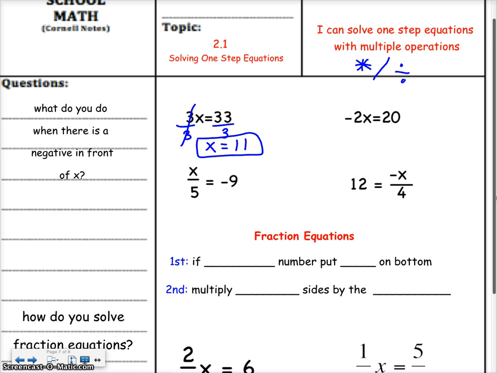Alright, next one. Negative 2 times x is 20. What's the inverse of times? Multiplication. No, what's the inverse of times? Divide. Divide by negative 2. The negative 2s cancel out, and I'm left with x equals 20 divided by 2 is 10, and they're different signs, so it's negative 10.